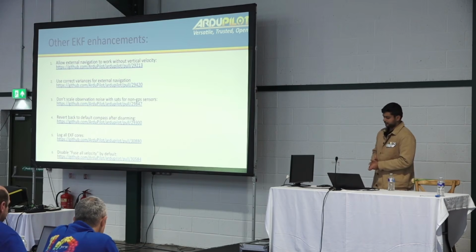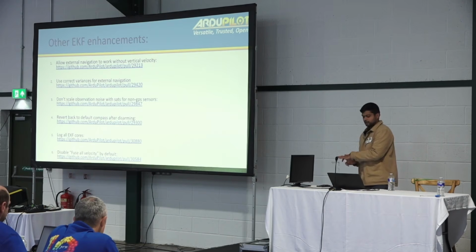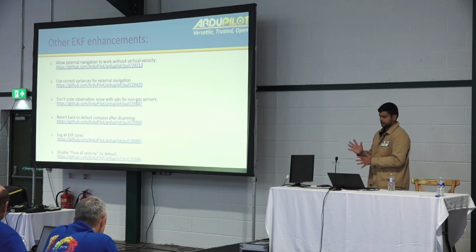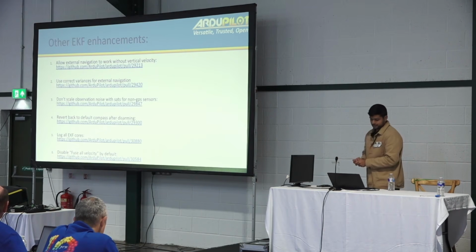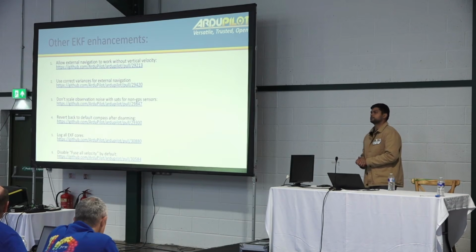That's fixed. The other thing was that if you had a GPS and an external navigation sensor working together, we weren't using the correct variances. It was actually using the variances of the GPS and not the external navigation variances that we are passing in. So that's fixed now. And then there were some other similar issues with some of the GPS stuff getting mixed in with external navigation stuff. So I've fixed a bunch of those.